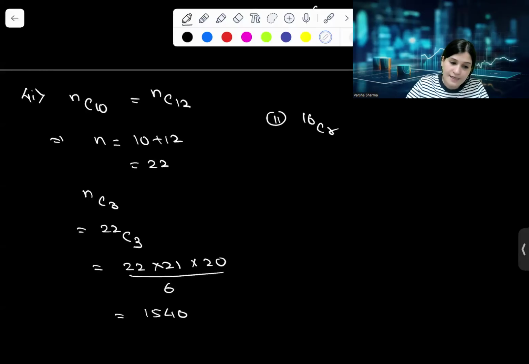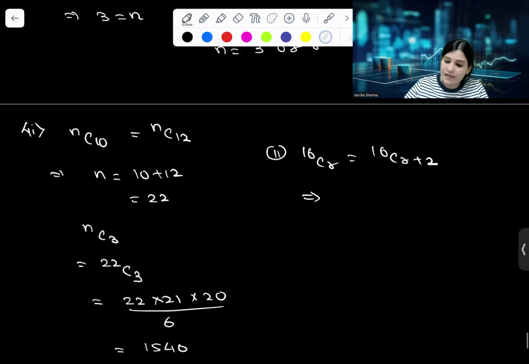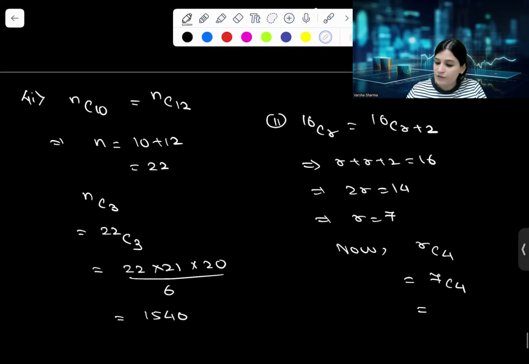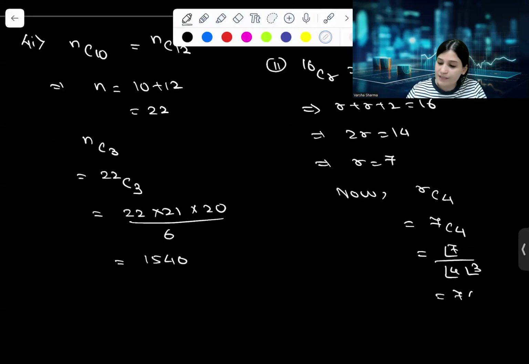Second, 16Cr is same as 16C(r plus 2). Then r plus r plus 2 will be 16. 2r will be 14, r will be 7. Now, we want to find rC4, that is 7C4. Factorial 7 over factorial 4, factorial 3. So 7, 6, 5 by 6. Answer is 35. Yes, ma'am.